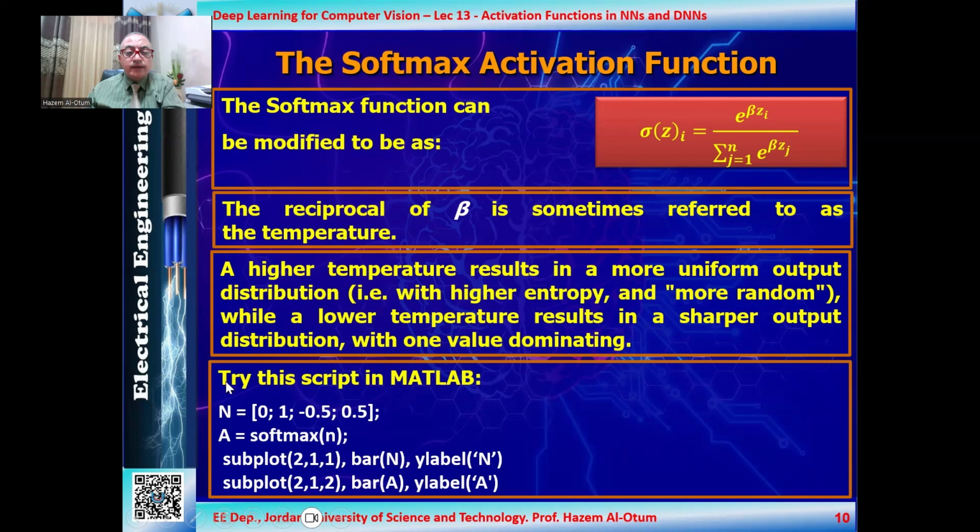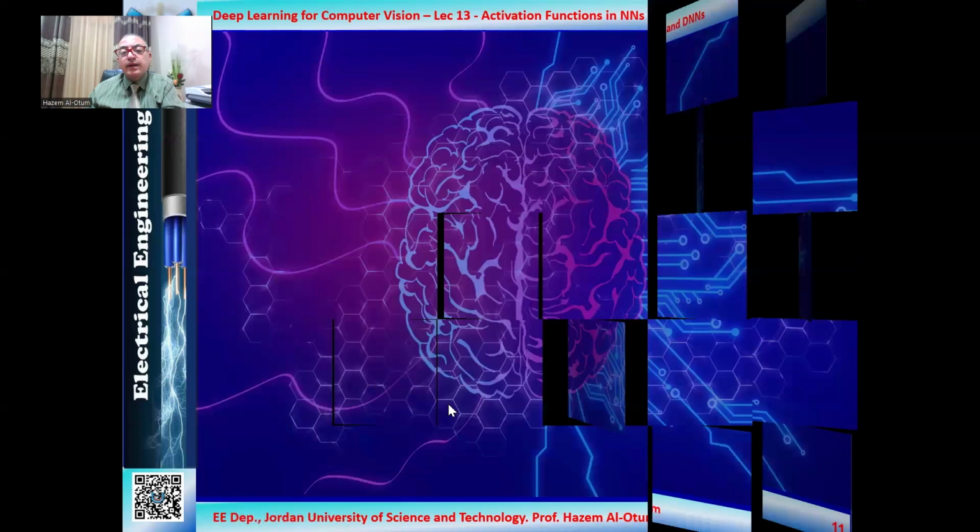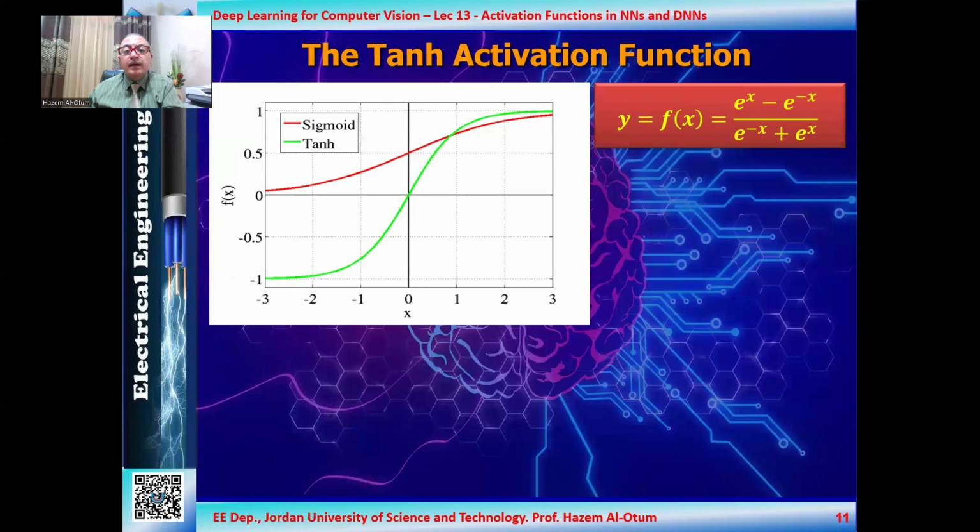Okay. You can run this MATLAB code. Here we have the n value, which is a vector having 4 values: 0, 1, minus 0.5, and 0.5. When you apply the softmax to this n value, you will get a modification in the values of these n inputs, and it will give you distinguishable values for the output. You can run it and see it by yourself. This will be very helpful in understanding the reason for using this activation function in this case.